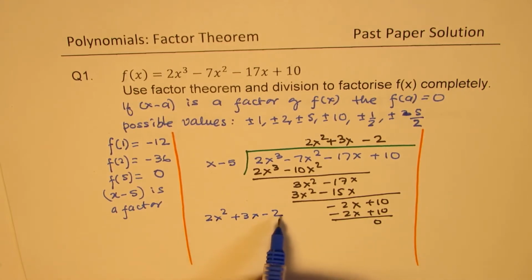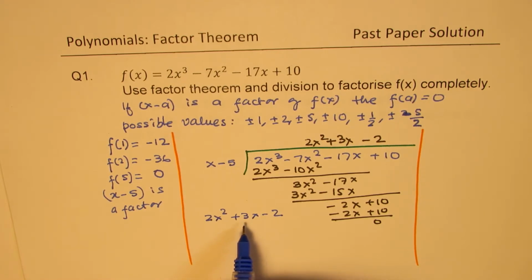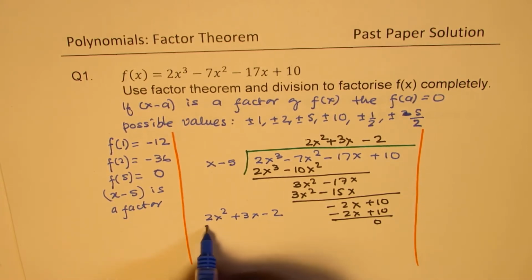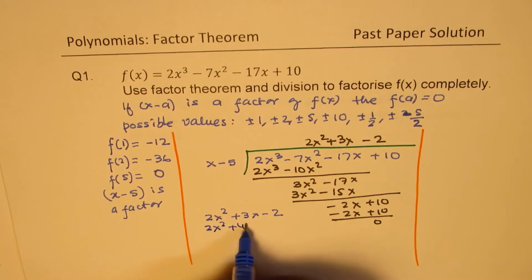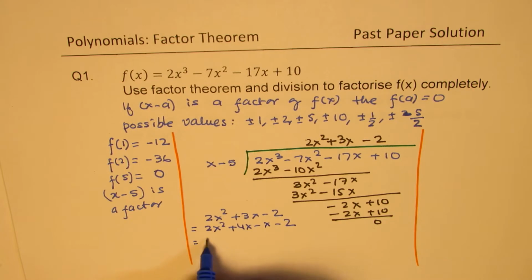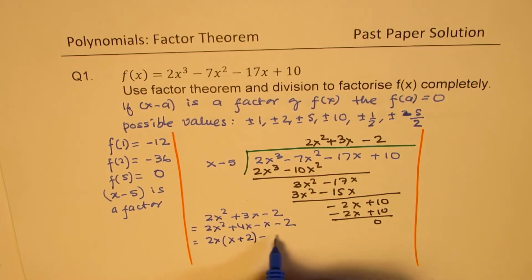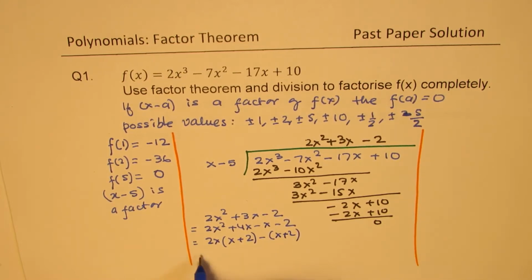Now, 2 times minus 2 is minus 4, and we need to get 3. So we could use positive 4 and minus 1. We'll split 3x and write this as plus 4x minus x minus 2. And that could be written as 2x is common here, so we get x plus 2, and minus is common, we get x plus 2. So now we can factorize this: we get x plus 2 as a common factor and 2x minus 1.